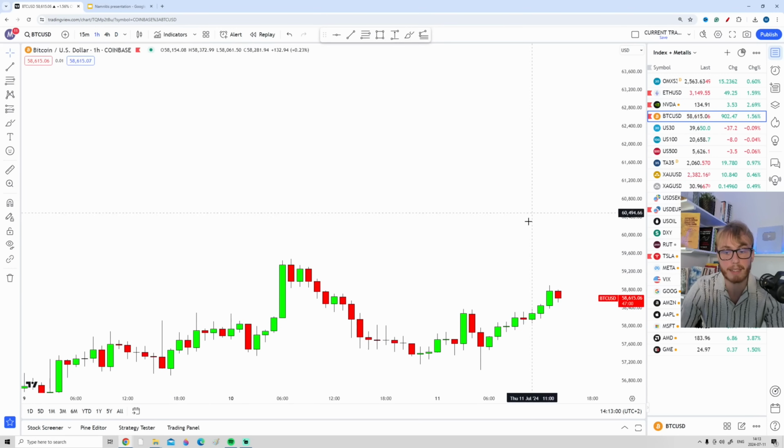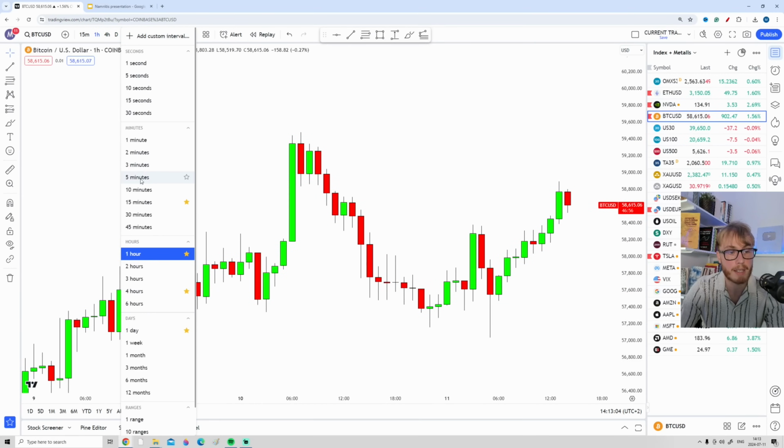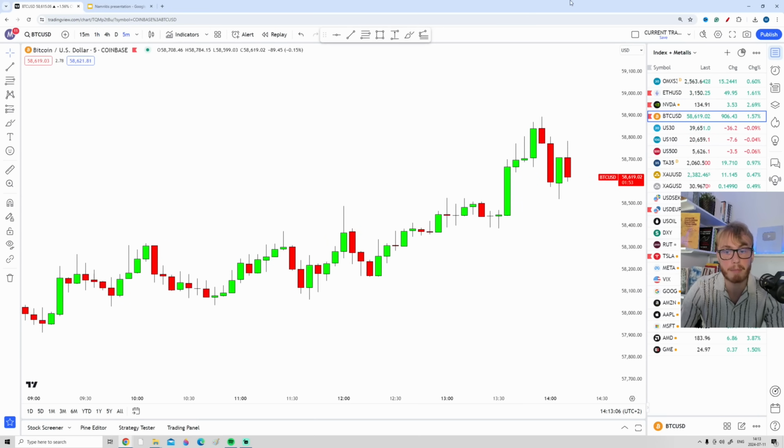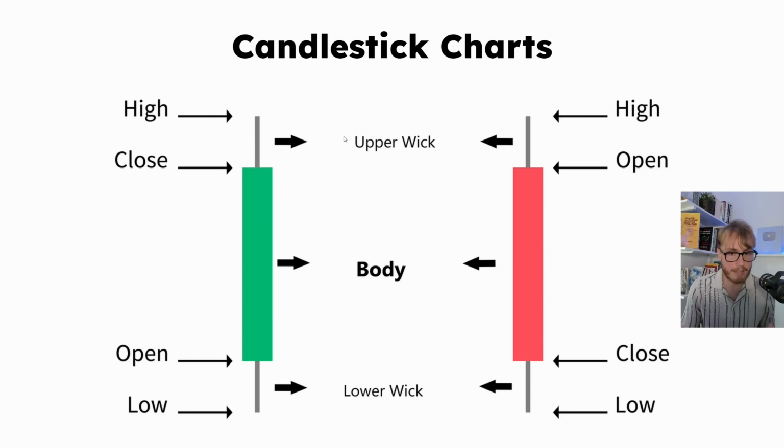We simply click there. And if we, let's say, want to change to the 5-minute time frame, we simply press on 5 minutes right here. So now every candlestick on the chart represents 5 minutes. But now every candlestick consists of 3 different parts.